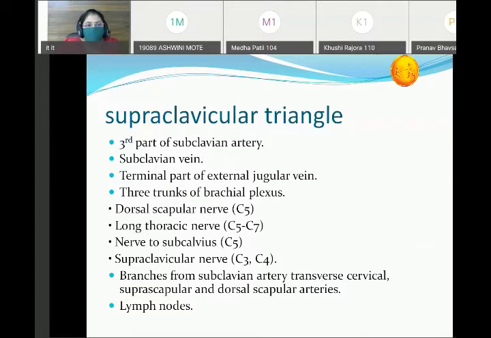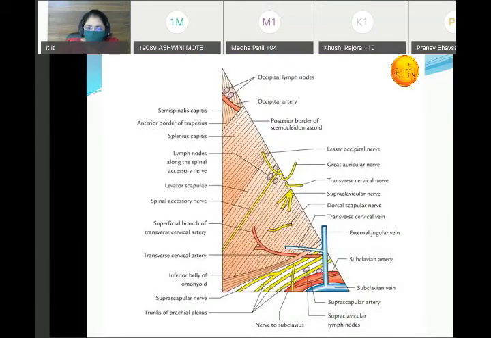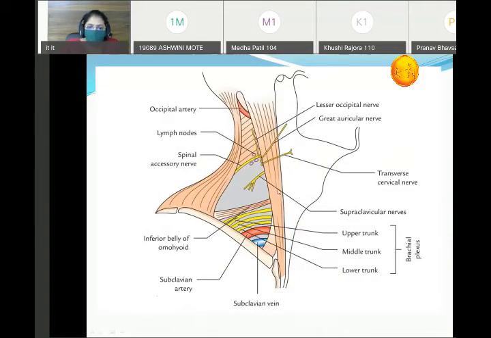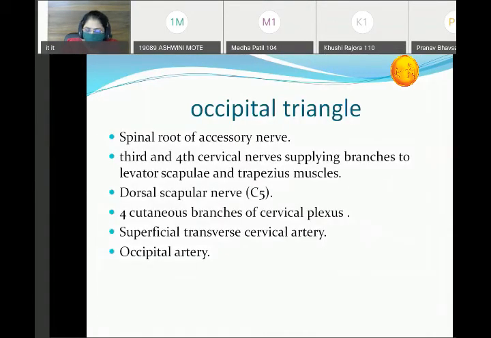Supraclavicular triangle. So here you see the supraclavicular triangle, this area. This is the supraclavicular or subclavian triangle. So the boundaries of this subclavian triangle: anteriorly, the posterior border of the sternocleidomastoid muscle. Superiorly it is bounded by the omohyoid, that is inferior belly of omohyoid, and inferiorly it is bounded by the middle third of the clavicle. So what are the contents of this triangle?